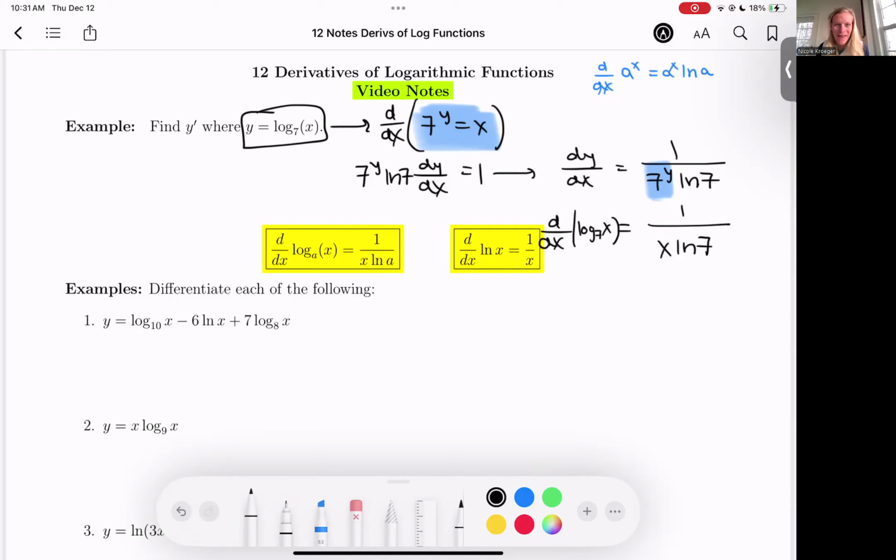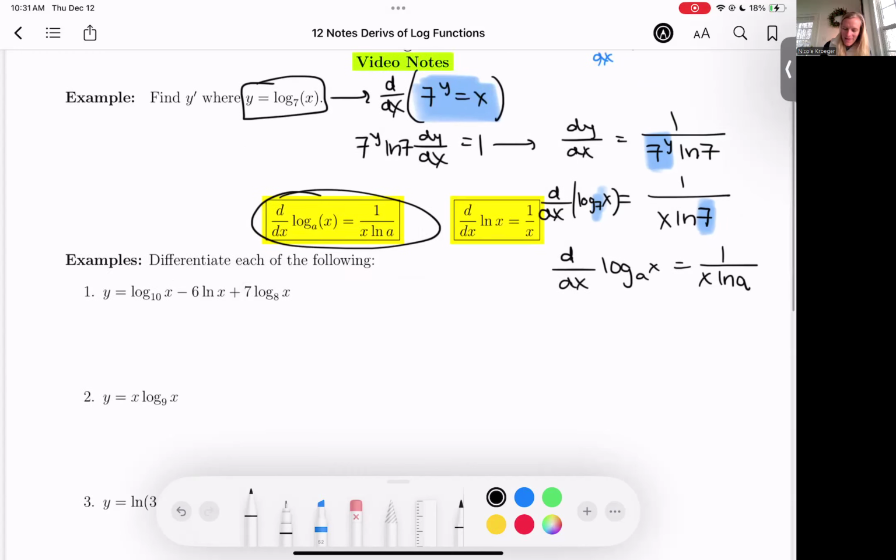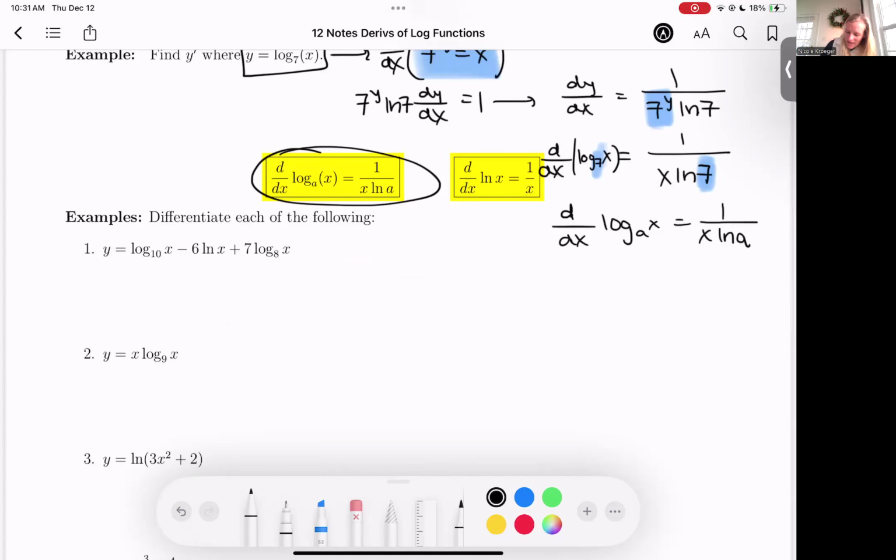We notice that there's nothing special about the 7. If I replace the 7 with any other number, I would just replace this with any other number. So I could see in general that the derivative of log base a of x is 1 over x ln of a. And that's what we have in this box over here. So that's one equation that you need to memorize. And then there's the very specific case, if a is equal to the constant e, then we're going to get 1 over x ln of e. ln of e is just 1, so we get 1 over x.